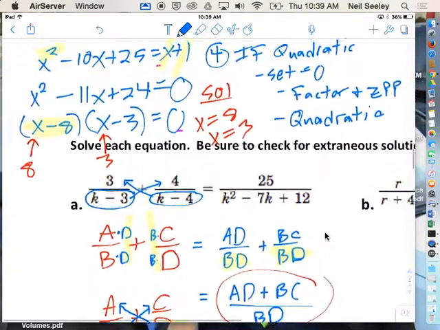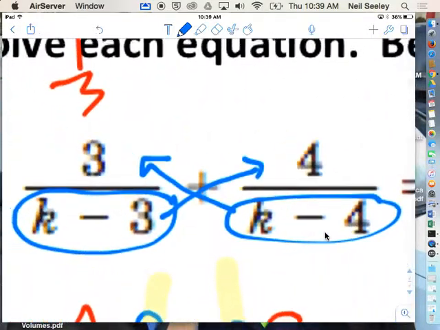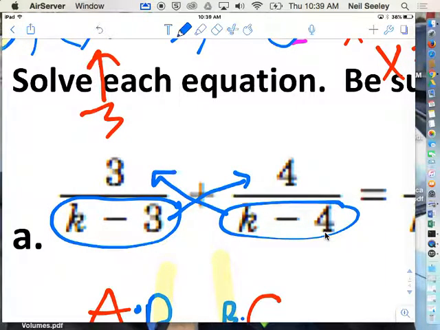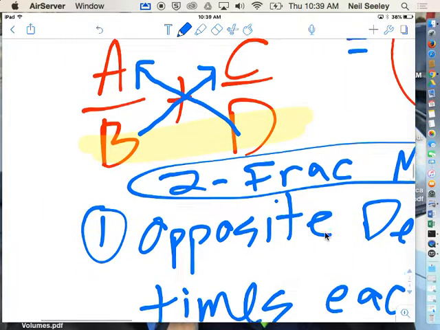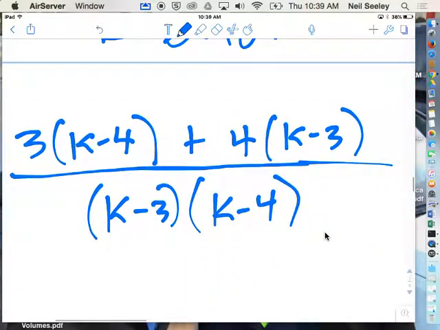So I'm going to go, here's the original. I see that if I'm going to solve this, adding the fractions is going to be important. Man, that looks awful. Or it did, until today. K minus 4 times the 3, k minus 3 times the 4 over the product of the denominators. And this is what I get. Nice, huh? Only thing left to do, distribute and combine like terms.